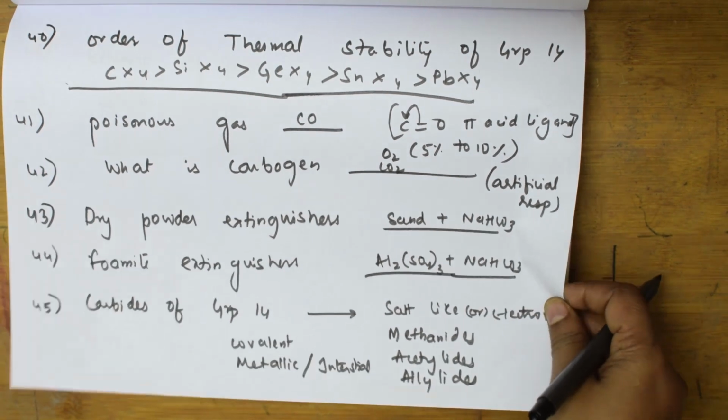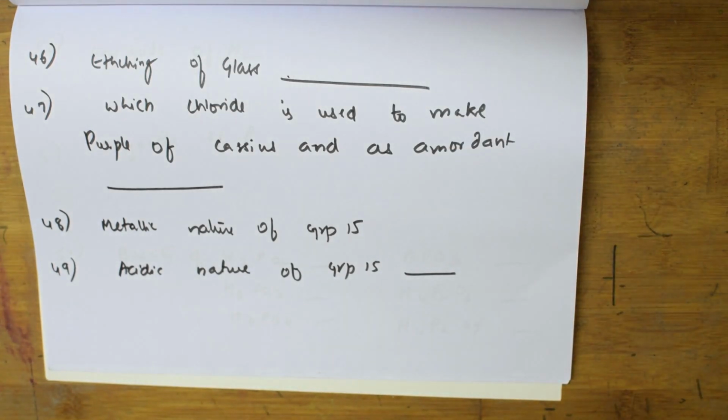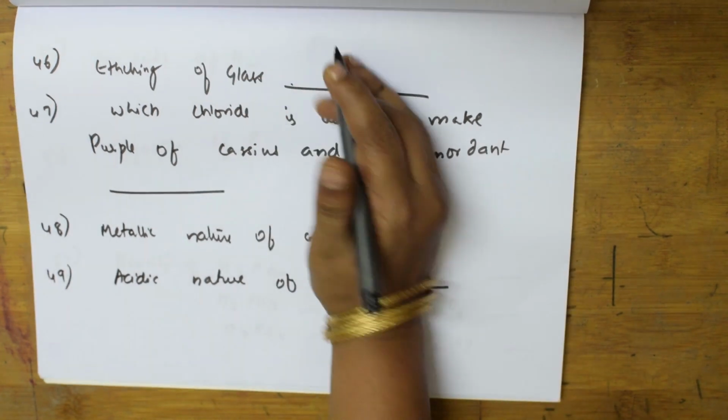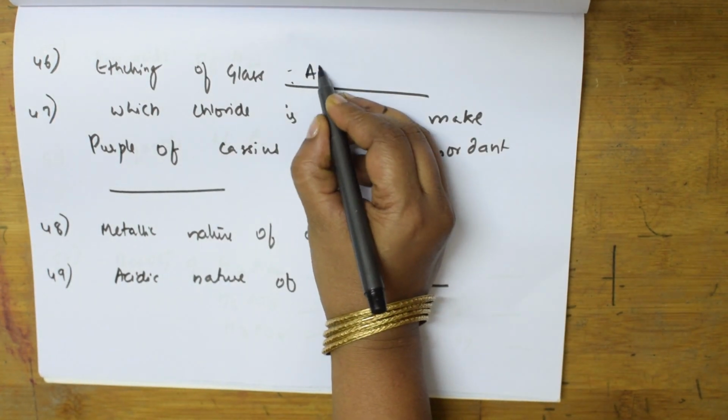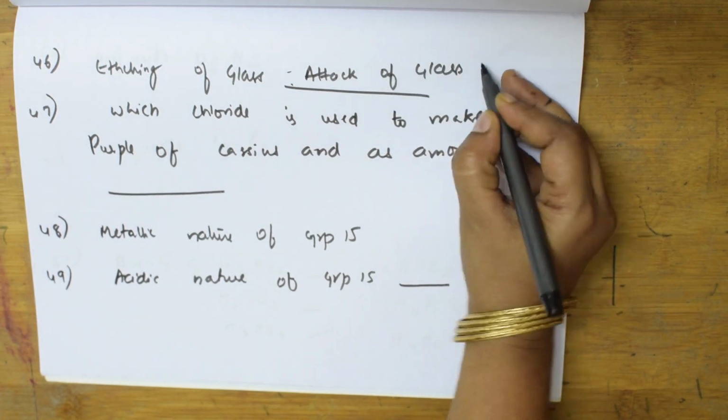Let us turn the page, students. Let us come back and do the 46th question. Right. Etching of glass. This is quite a common question. When do we call this etching of glass? Etching of glass is nothing but, remember, attack of glass by HF.